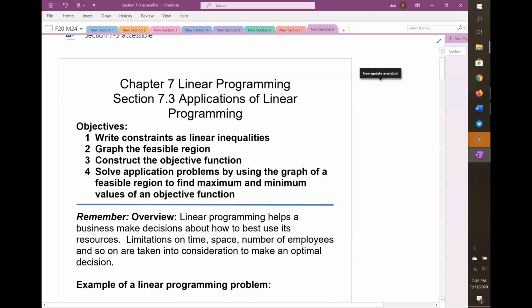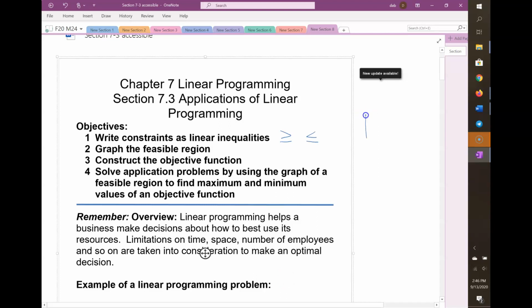So this is the last section of Chapter 7 that we'll be doing, 7.3, which is applications of linear programming. So we're going to be putting everything together that we've been doing in the previous sections. We're going to practice writing constraints as linear inequalities. And the linear inequalities that we're going to expect to see are greater than or equal to and less than or equal to. Generally, you don't come upon the strict inequalities when you're doing an actual business problem.